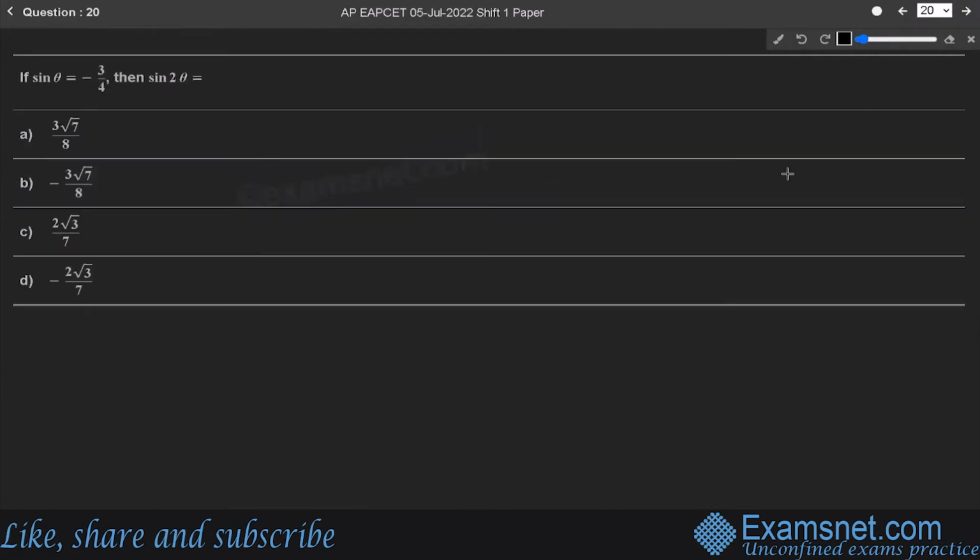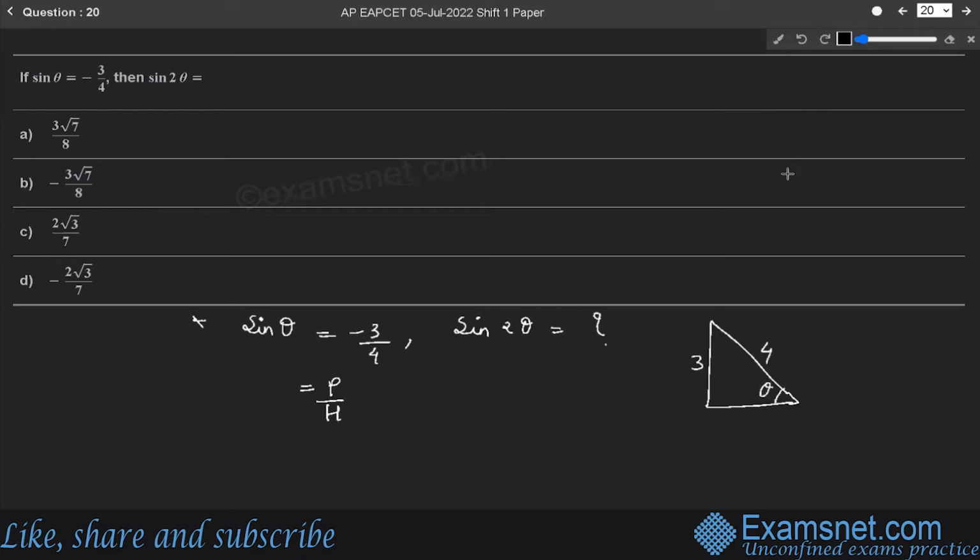Next question is from trigonometry, and it is a very, very simple question. It is given that if sine theta is equal to minus 3 by 4, then we have to find sine 2 theta. We know that sine theta is perpendicular upon hypotenuse. So let us draw a right angle triangle here. The given value is sine theta, which is minus 3 by 4. So perpendicular will be 3 and hypotenuse will be 4. And let this be angle theta. We have to find the value for sine 2 theta.